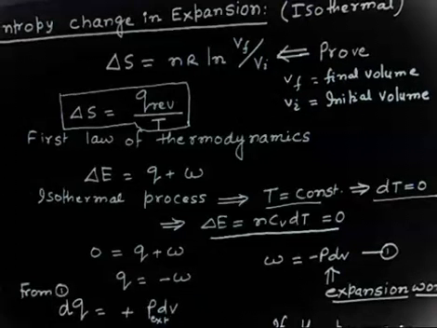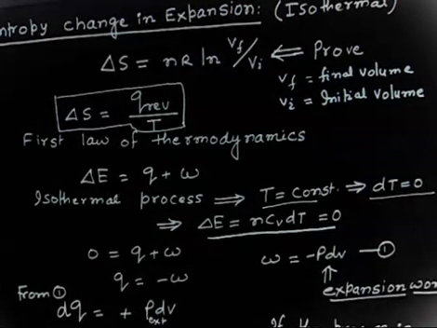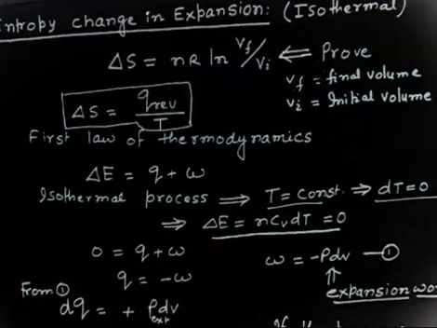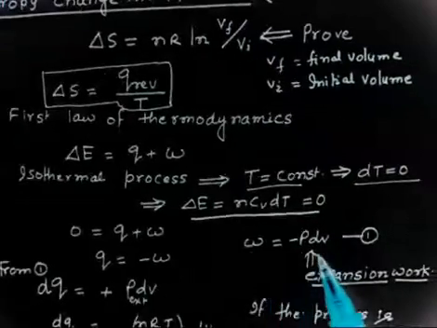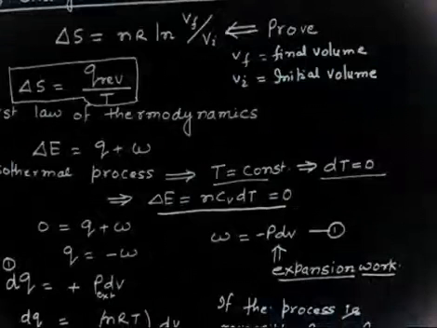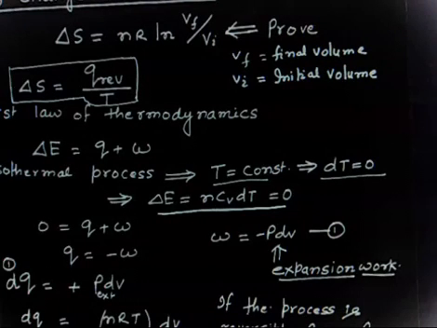Are you getting or not? Now, if my system only does expansion work, because volume is changing, from initial volume Vi to final volume Vf. For expansion work we have the expression minus P dV. If you remember, we have derived this equation in the class. Work done is equal to minus P dV. The minus sign comes because if you increase the pressure, volume will decrease, and to balance the sign on this side and this side, I have to plug in a minus sign.